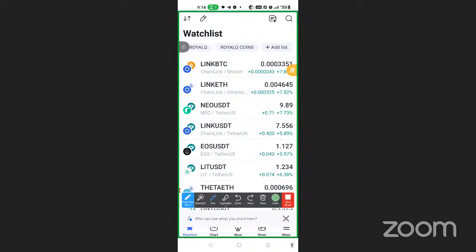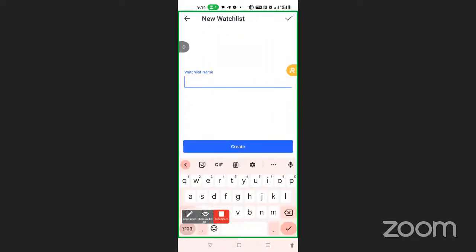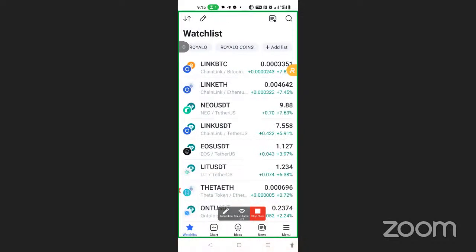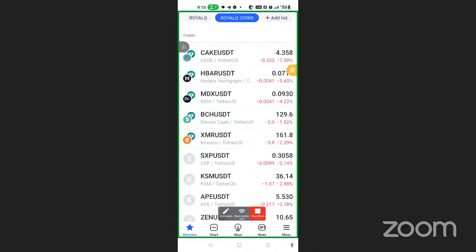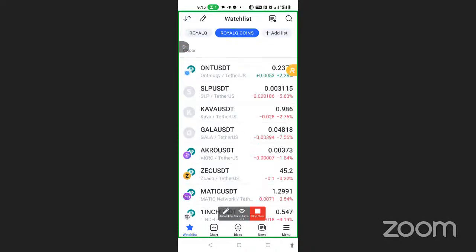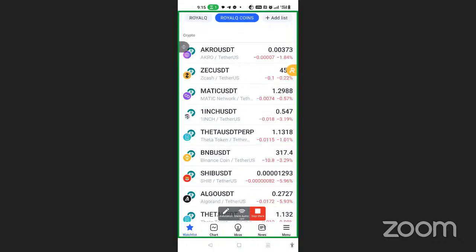It will have an area up here called Add to List. Tap on the Add to List area, write in the word Royalq, then tap on Create. When you tap on Create, your screen will look like this one. This one is already worked on, but generally it will be a disorganized screen.